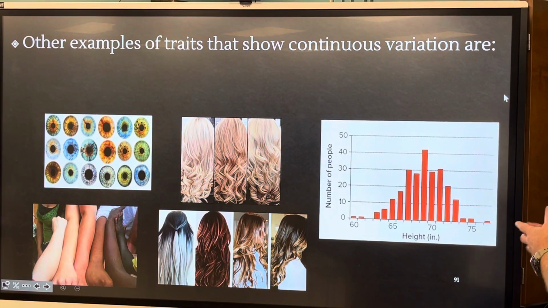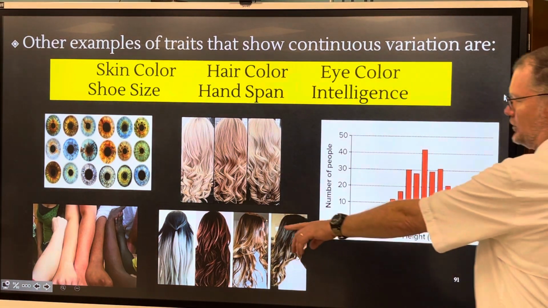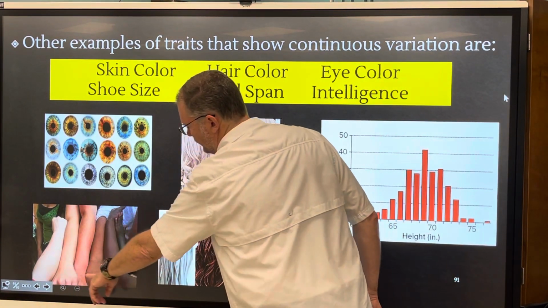Other examples of traits that show continuous variation are, so this is on the last page. We should already have been there, but you're going to write down all 6 examples, okay? So I love this picture. This picture is awesome.